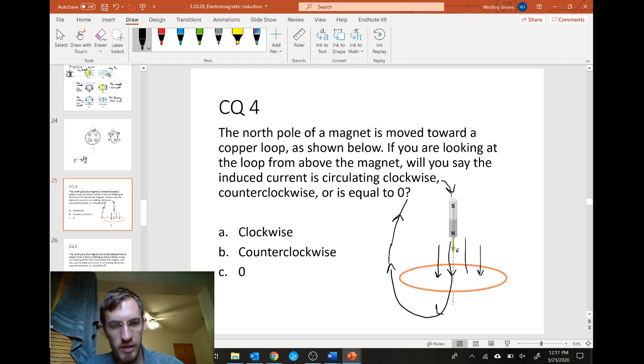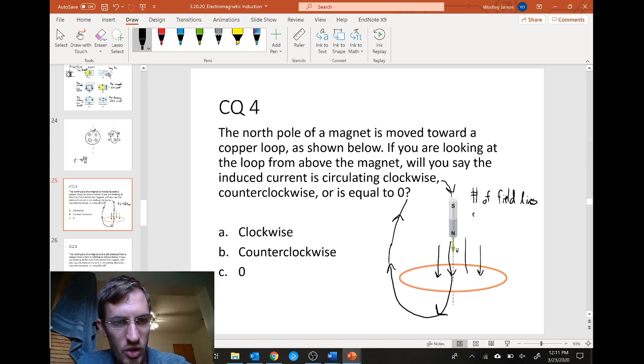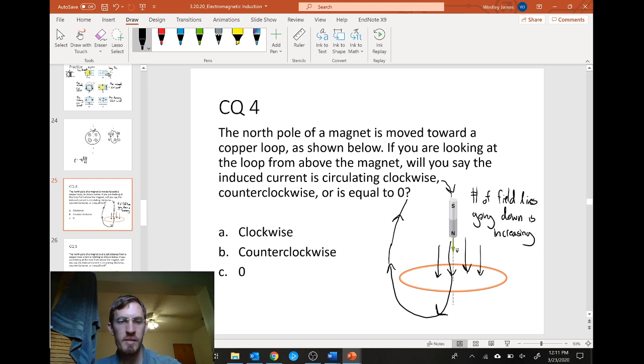Draw this a little bit out of the way of that velocity. Okay. So if we're moving it down, as we get closer with our magnet, that means we are increasing flux, so the number of field lines going down is increasing, because as I get closer, the field strength gets bigger and bigger and bigger. Field strength going down specifically.